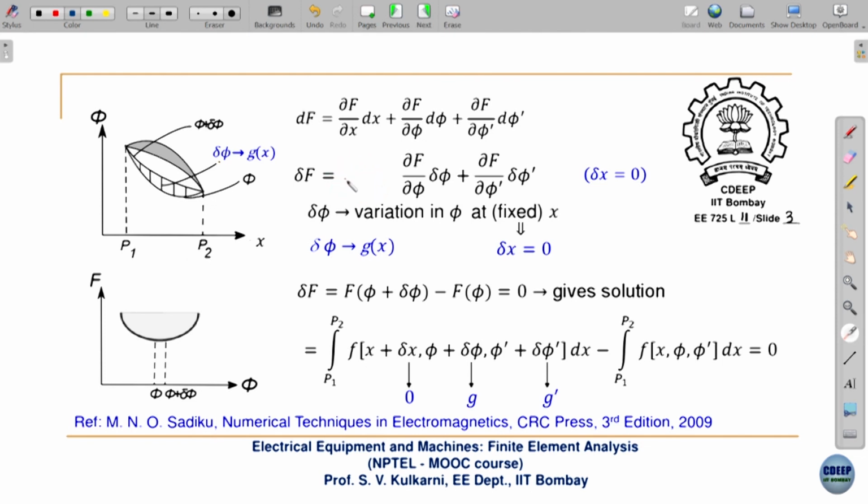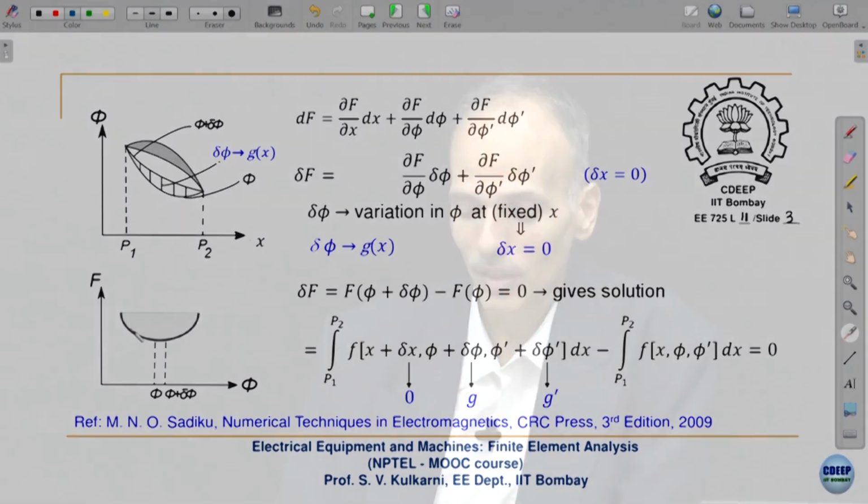So ∂f/∂x into del x will be 0 because del x is equal to 0. So this is the main concept when we do variation. Again, del phi is variation in phi at fixed x. So these are the various phis that we are attempting, to minimize the functional F, which is the energy.